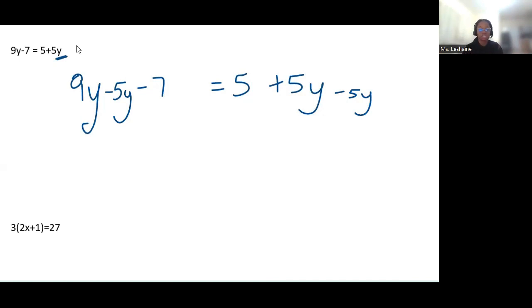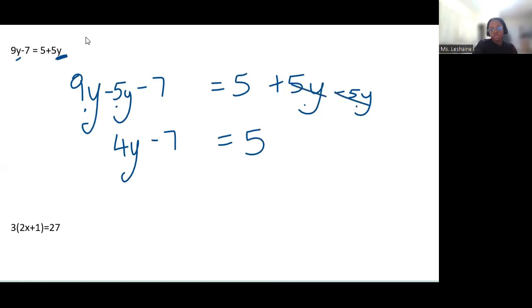Now, why am I subtracting a 5y? Because I want to get rid of one of the y's. I want to get rid of this one. I could have also gotten rid of this one. That's okay. That's just another way to solve it. Remember that problems can be solved in different ways, and this is just one of the ways that we're going to solve it. So if I subtract the 5y from both sides, 9y minus 5y is 4y minus 7. And of course, 5y minus 5y zeros out. So it's just 4y minus 7 equals 5.